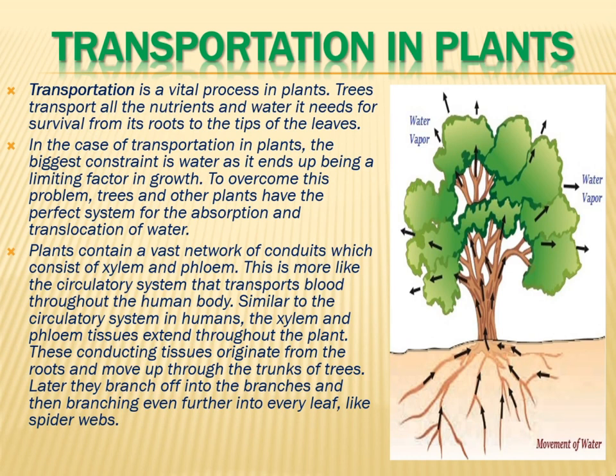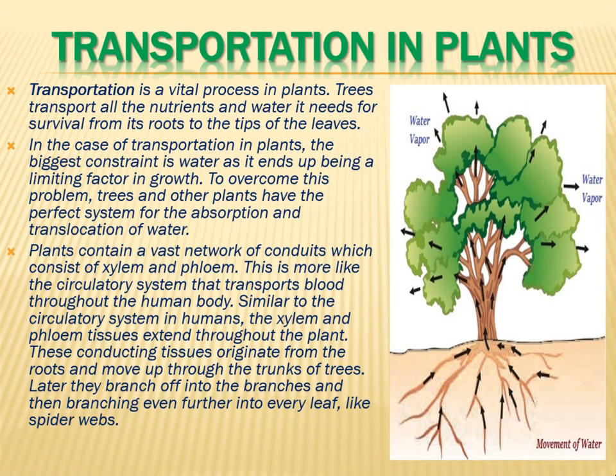And then to overcome this problem, what trees and other plants do is use a perfect system called the absorption and translocation of water. Plants contain a vast network of conduits called the xylem and phloem. What is the role of xylem and phloem? We will be discussing it in the coming slides.